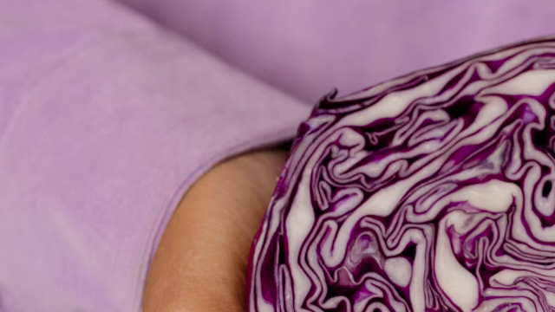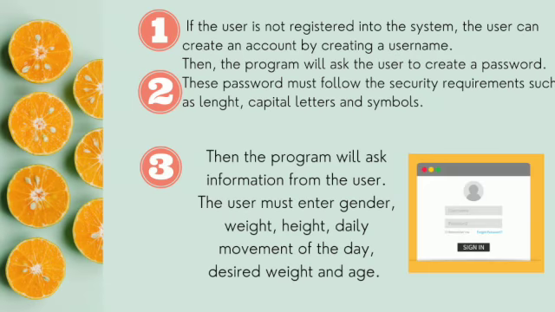How to use BeFit? First of all, if the user is not registered into the system, the user can create an account by creating a username. Then the program will ask the user to create a password. This password must follow the security requirements such as length, capital letters, and symbols. Then the program will ask for information from the user. The user must enter gender, weight, height, daily movement of the day, desired weight, and age.